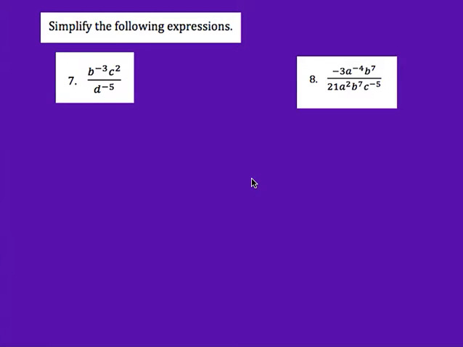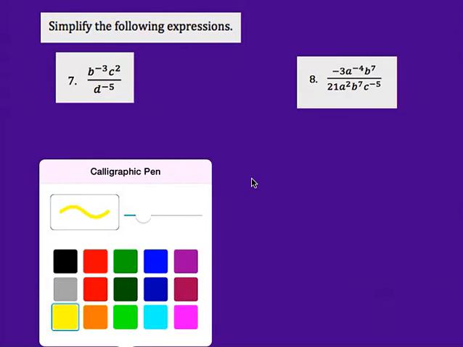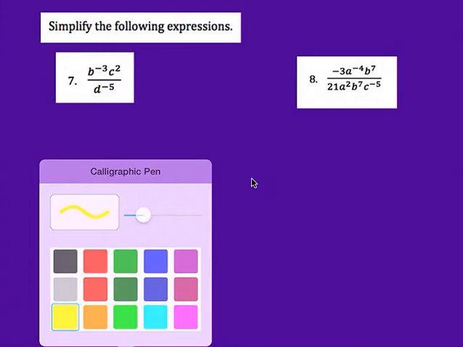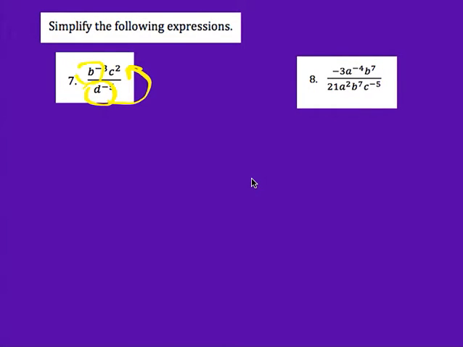So let's take a look at number 7. Now we're just going to do some flipping around. So I have d to the negative 5. That's going to have to come up top. I have b to the negative 3rd. That's going to have to come to the bottom.